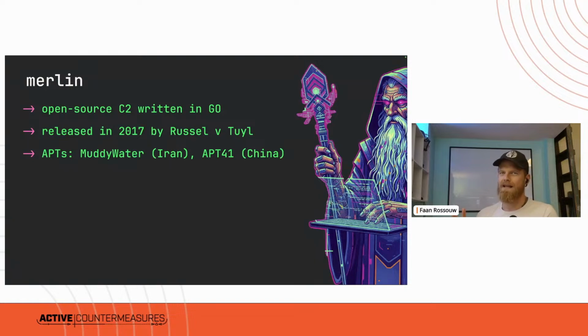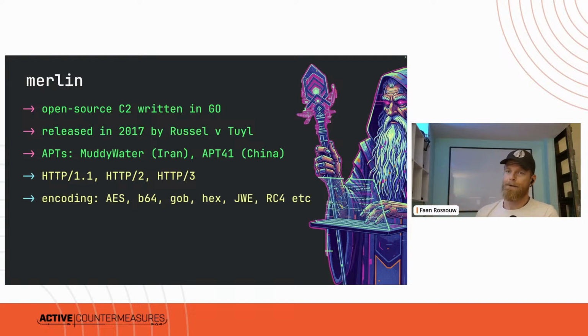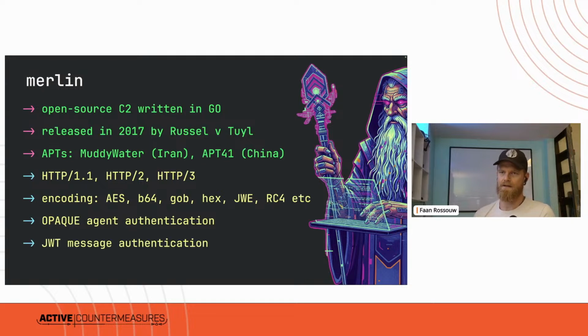I'm going to go over some of its differentiating factors, its secret sauce, what makes it special. And as far as I know, it's the only framework that gives you an option over all three HTTP types, including HTTP/3, which uses QUIC, obviously. It has a whole smorgasbord of different encoding types. Yeah, there's a big focus on the secure communication between the agent and the server when it comes to Merlin. He put a lot of effort and intention into that. So it uses opaque agent authentication and JWT for message authentication. And then one of the other things it has is data jitter.